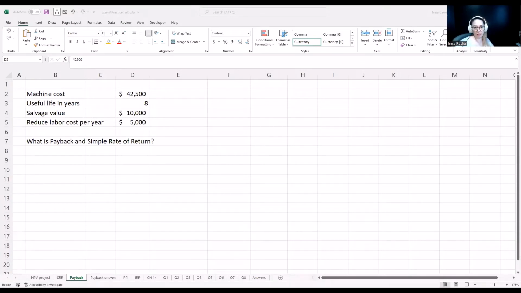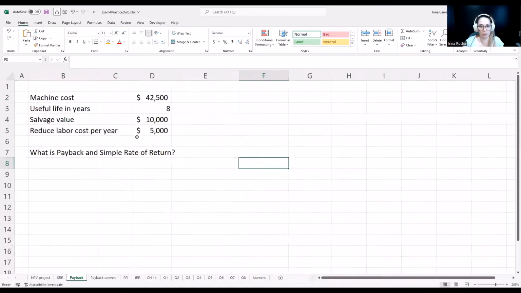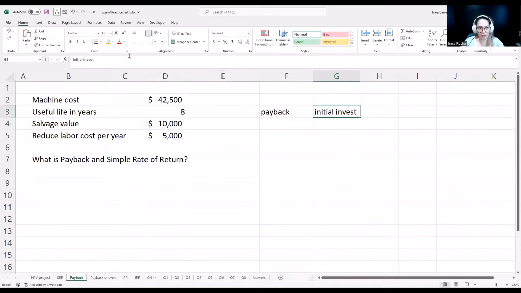Okay, so this is the third question that we have. We are given all of this information and we are asked the payback and the simple rate of return. So we just have to memorize the formulas, and the payback formula, it's super big. We do initial investment, and we divide that by the annual cash inflows. I'm reading it because I haven't memorized that yet. It's cash flow, but I always think about cash inflow.